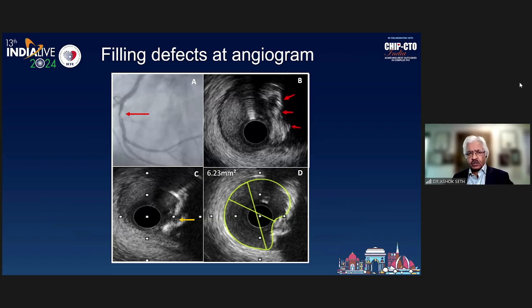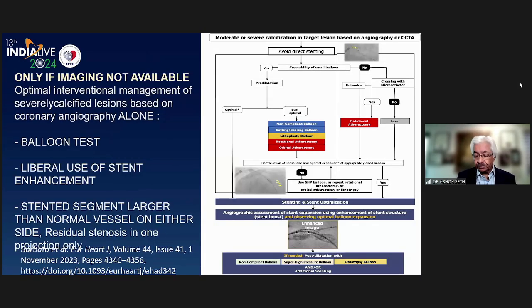Of course, we realized over the period of time that whether ACS or non-ACS, filling defects in calcified vessels are quite likely to be nodules rather than just thrombus. And I think that is important when you see calcified vessels, and predict and therefore prepare for the fact that these could be very difficult lesions. I'm just on the first three slides talking about angiograms. And let's assume that you only have angiograms.